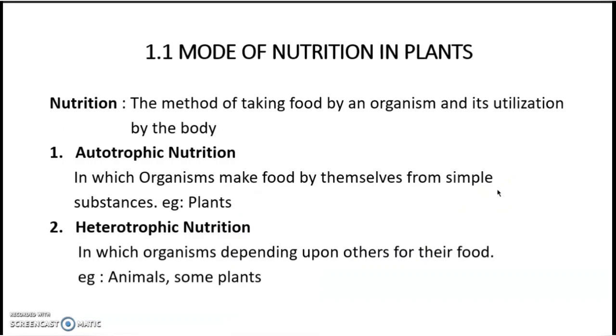Among the living organisms, plants can make their food by themselves. But animals, including human beings, cannot make their own food. The method of taking food by an organism and its utilization by the body is called nutrition. There are mainly two types of nutrition: autotrophic nutrition and heterotrophic nutrition.